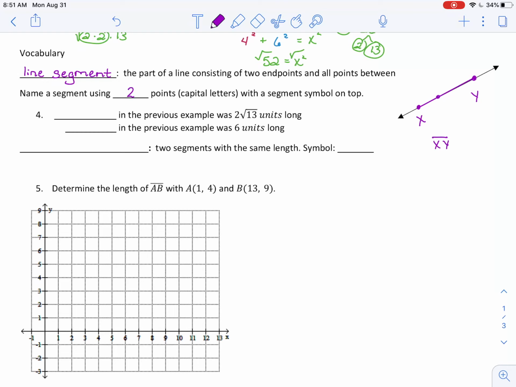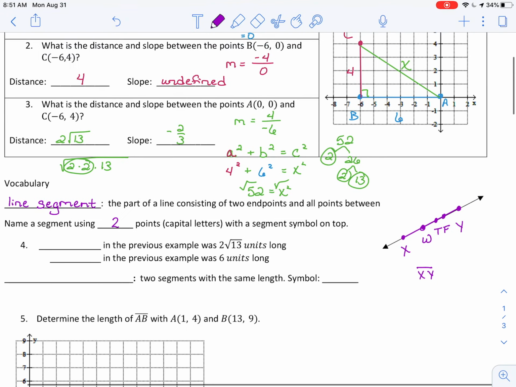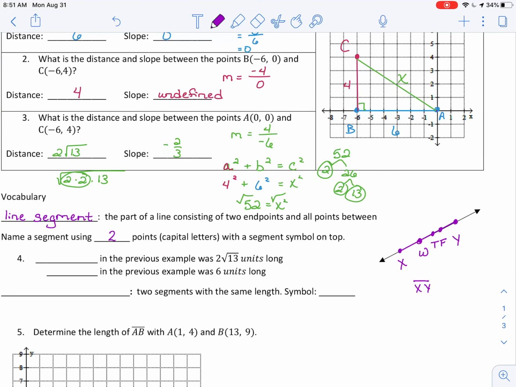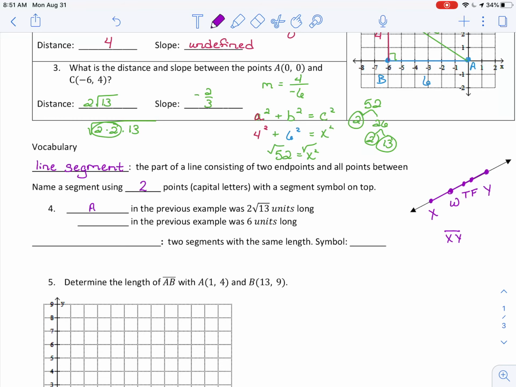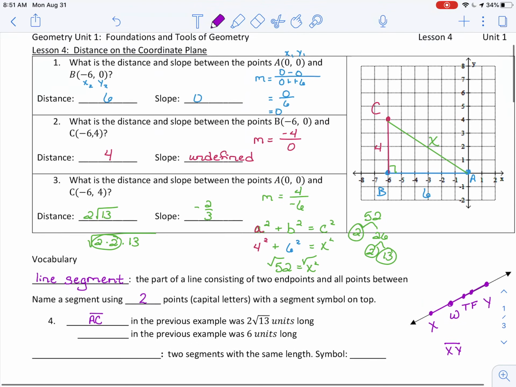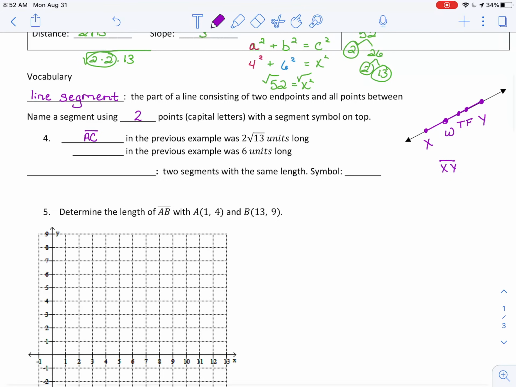That is segment XY even if I throw a W in between, even if I throw a T in between, even if I throw an F in between, that entire purple segment is still segment XY. So in the previous example, I got 2 root 13, and that was from starting at A and going towards C, which means that segment's name is segment AC. The name of the segment that was 6 units long, that started at A and ended at B, therefore it is segment AB.